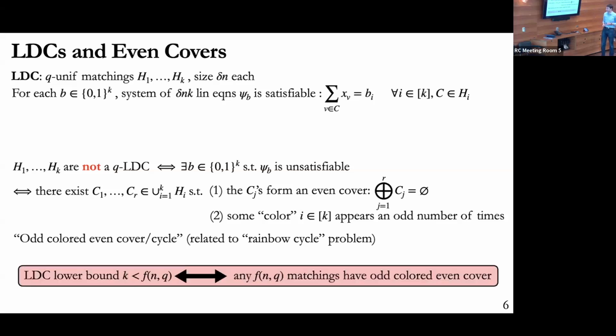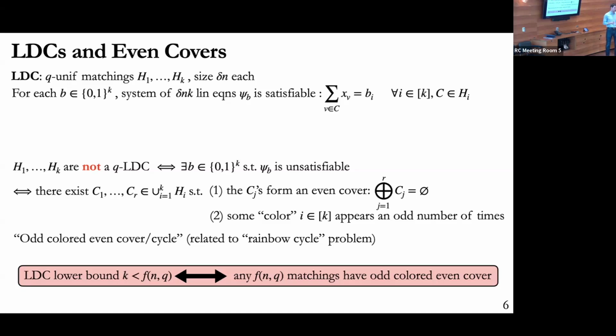So to rephrase this, the task of proving a lower bound showing that K is bounded by some function of N and Q is equivalent to proving the extremal combinatorial statement that any collection F of N cubed matchings has some odd colored even cover. Okay, so these are the equivalent statements. You can think of finding the optimal K for locally decodable codes as just trying to determine the extremal threshold of this combinatorial problem. Okay. So this is the combinatorial viewpoint on locally decodable codes.